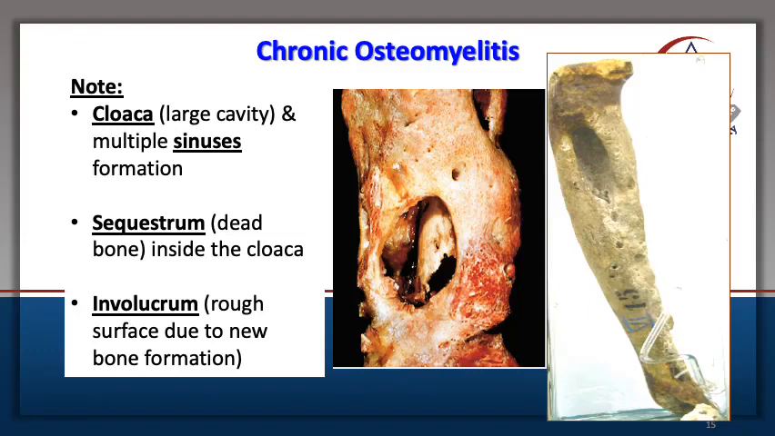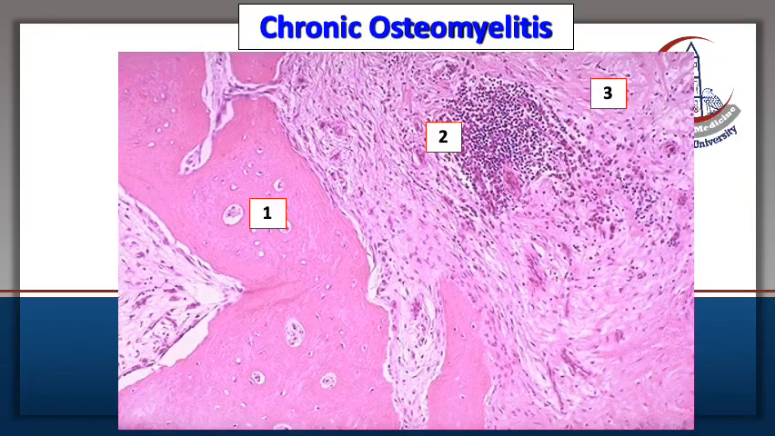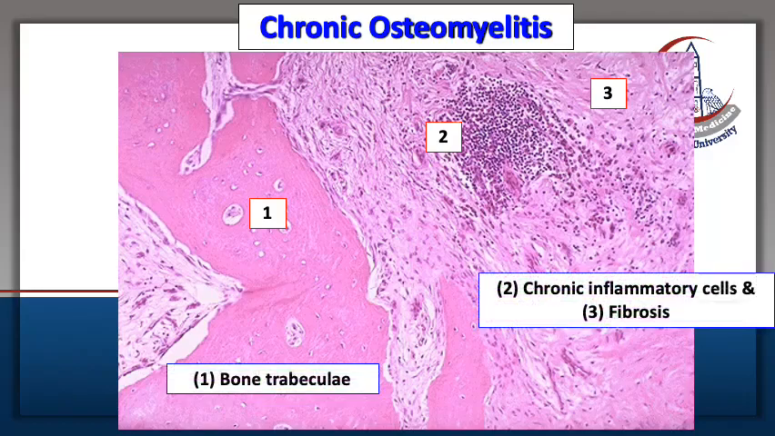The first term is cloaca. Cloaca means a cavity with multiple sinus formation. Inside the cavity, we will find a necrotic bone called sequestrum. On the periphery of the bone, there is a new bone formation which is irregular. This is called involucrum. Under the microscope, we will find the bone trabeculae with a chronic inflammation and fibrosis.